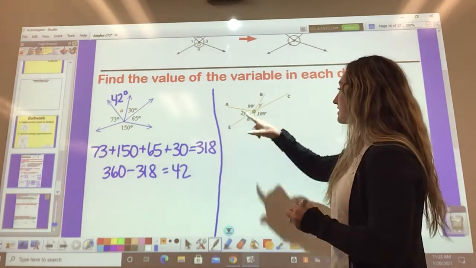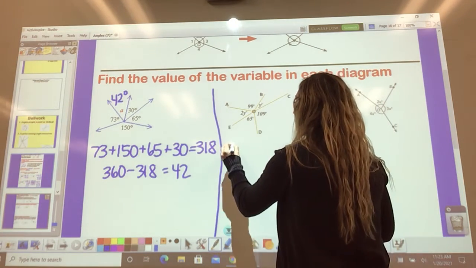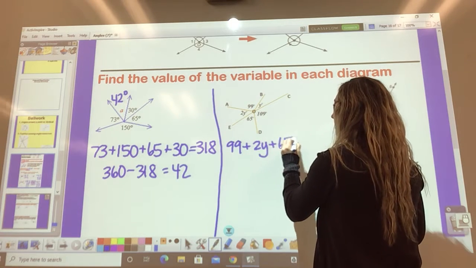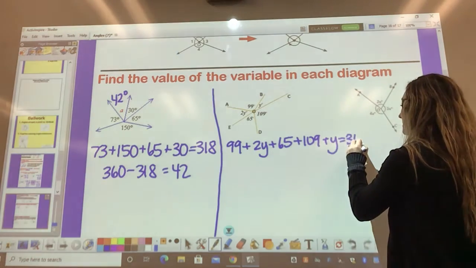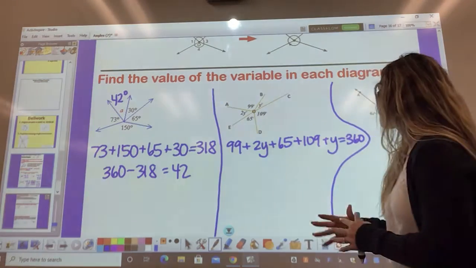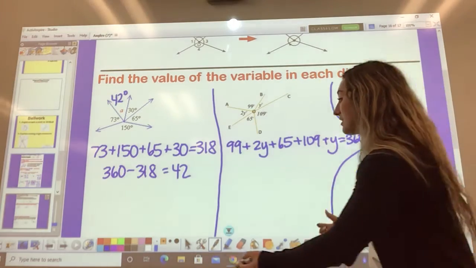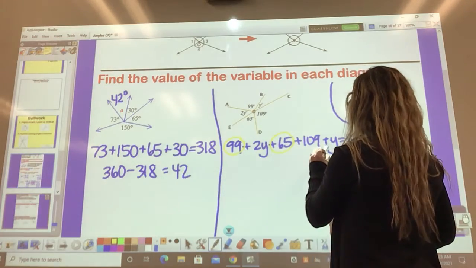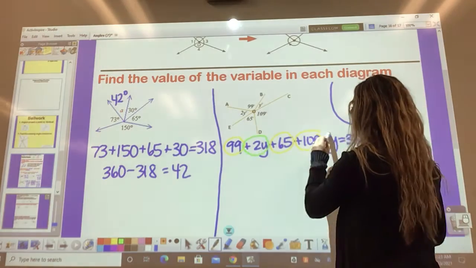So all of these added together are going to add up to 360. So that's my equation that I can create. 99 plus 2y plus 65 plus 109 plus y equals 360. And maybe you guys could do the combining beforehand so that it doesn't take up half your page like it did mine. Because we can combine the like terms, we can combine 99, 65, and 109, and then we also can combine 2y and y.